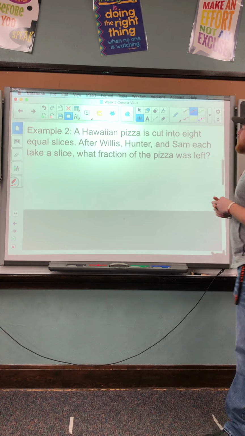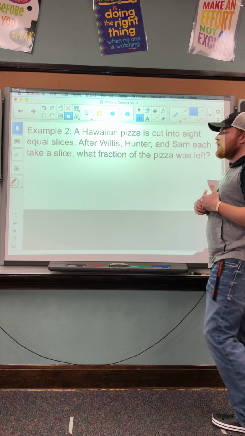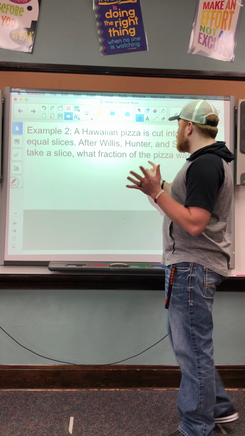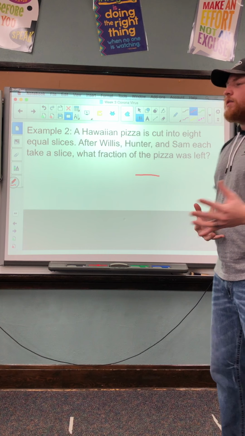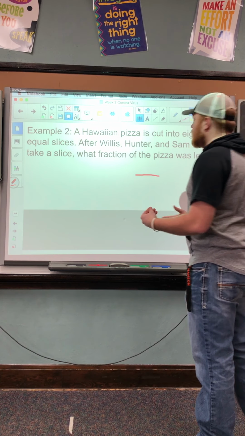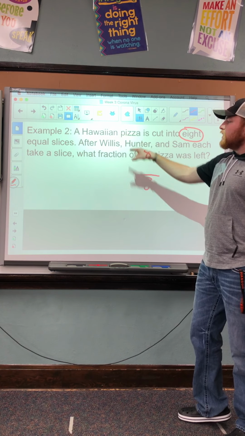A Hawaiian pizza is cut into 8 equal slices. After Willis, Hunter, and Sam each take a slice, what fraction of the pizza is left? First, you're dealing with fractions again. How many total slices were there to begin with? That'll be your denominator. There was 8 total because it says 8 equal slices.